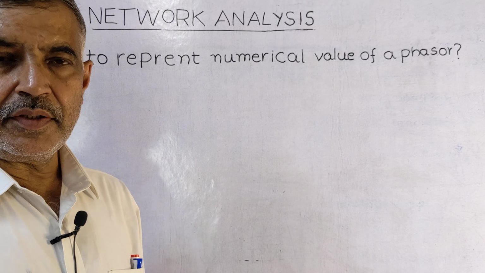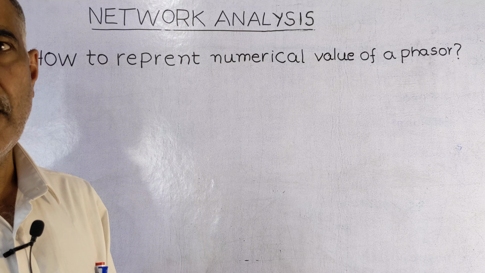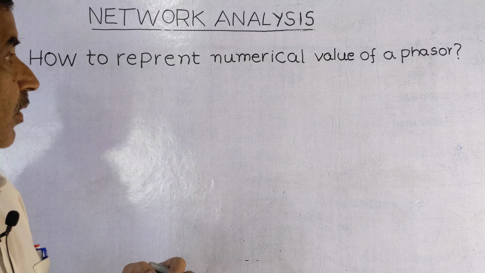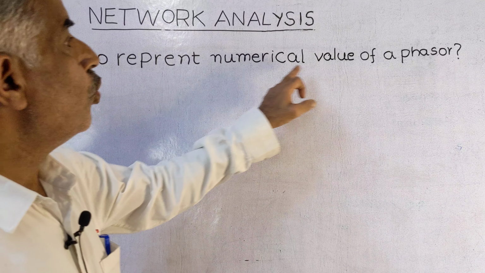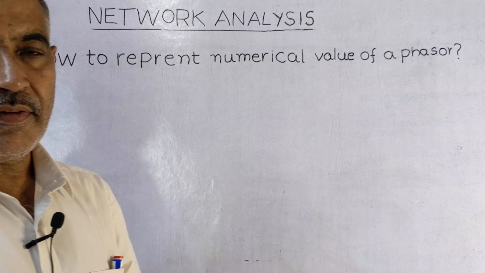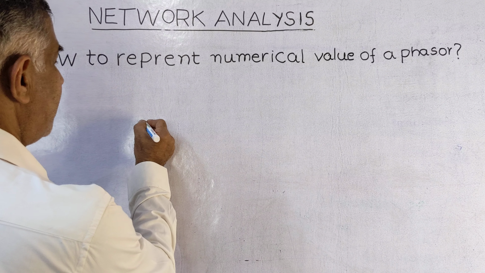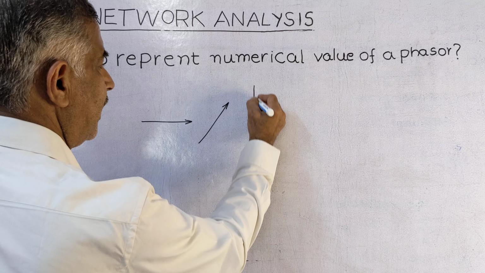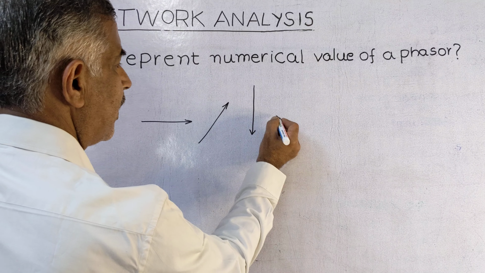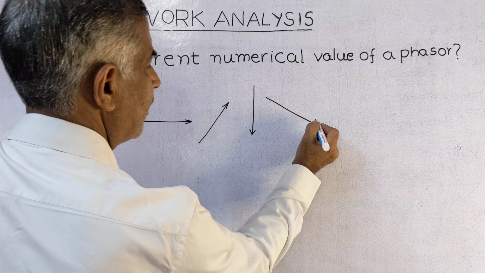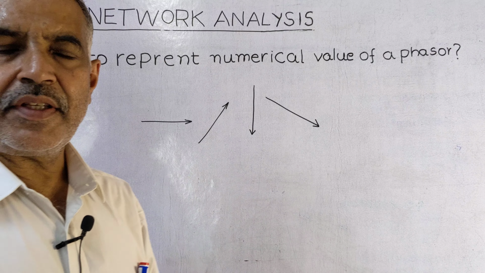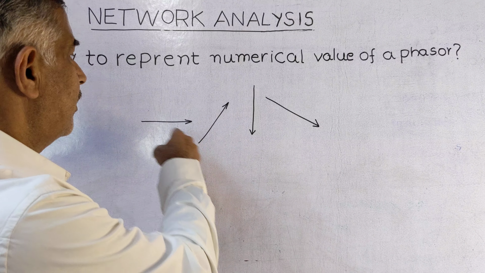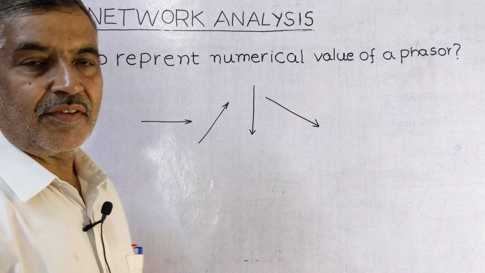Already, I started with the definition of phasor. Then, the next topic is how to represent the numerical value of a phasor. For example, a phasor can be drawn like this, or like this, or like this, or like this. So we sketch phasors on a two-dimensional plane, depending on the sine wave.